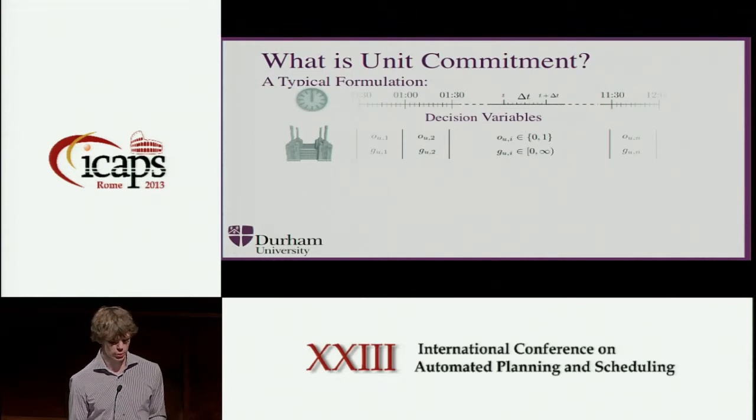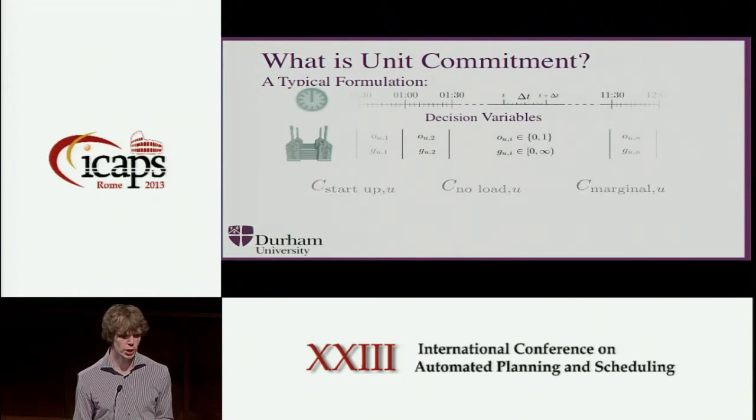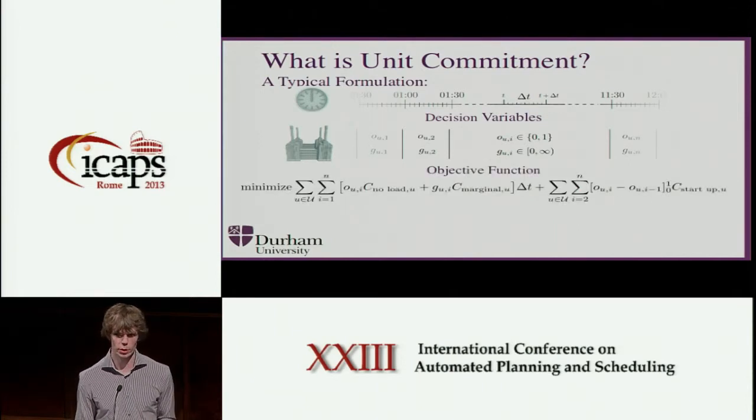Now we need to know the proposed output as we need to calculate a prospective cost. There is a cost for starting a unit up, another incurred for simply having a unit online, and a final marginal cost related to the output of the generating unit. The objective is to minimize the total of these operational costs throughout the whole planning horizon.